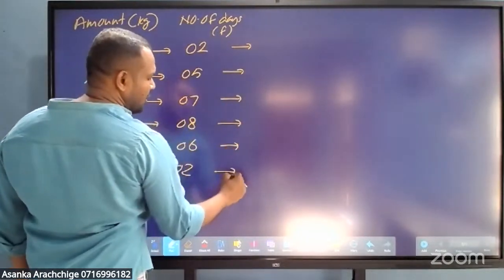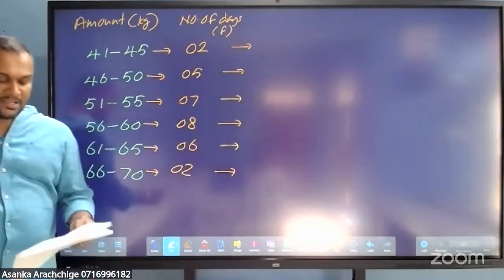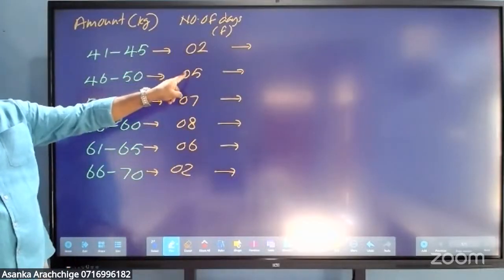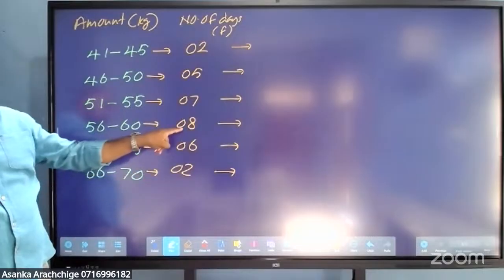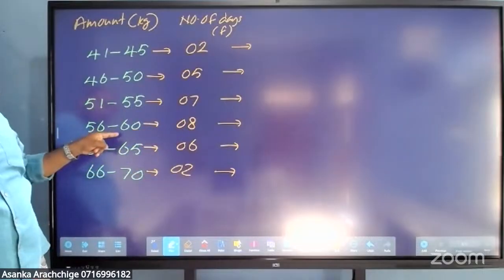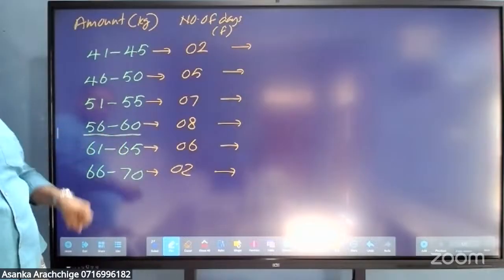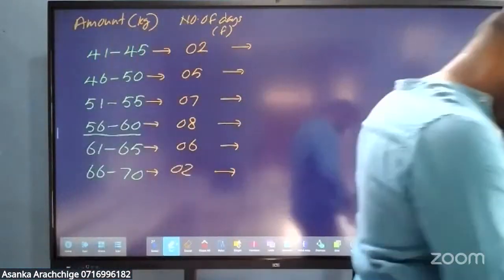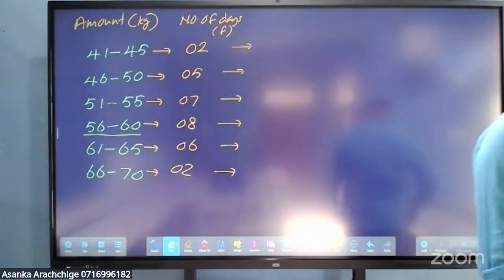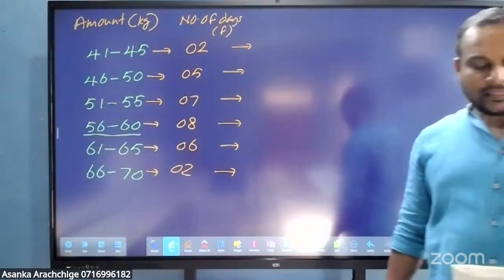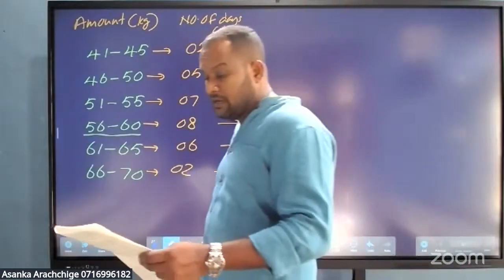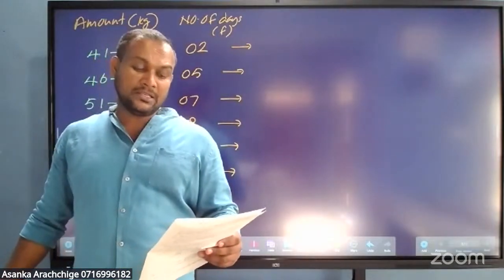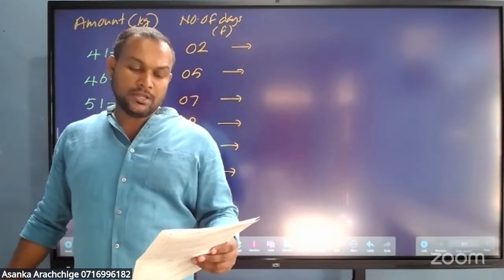Now tell me, according to this information, what is the modal class? Modal class means the class having the highest frequency. Highest frequency 8, the modal class is 56 to 60. By taking the mid value of the modal class as the assumed mean, find the mean amount of rice distributed in a day to the nearest whole number.